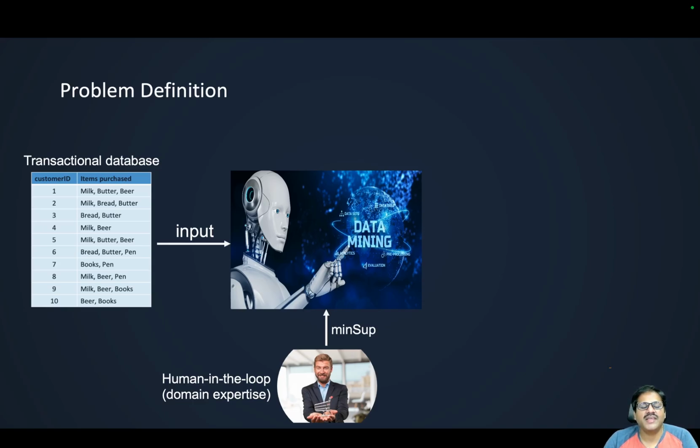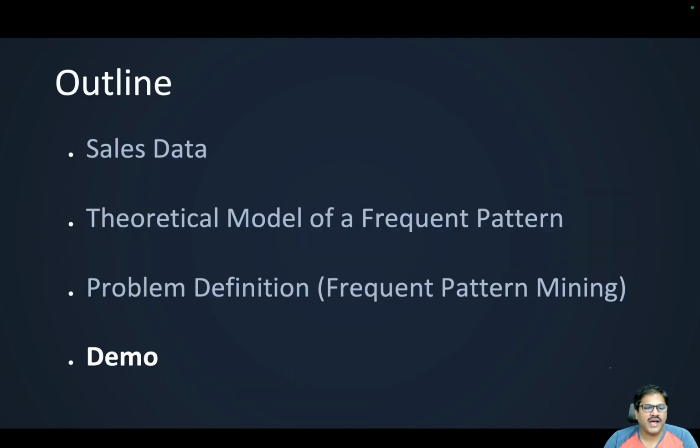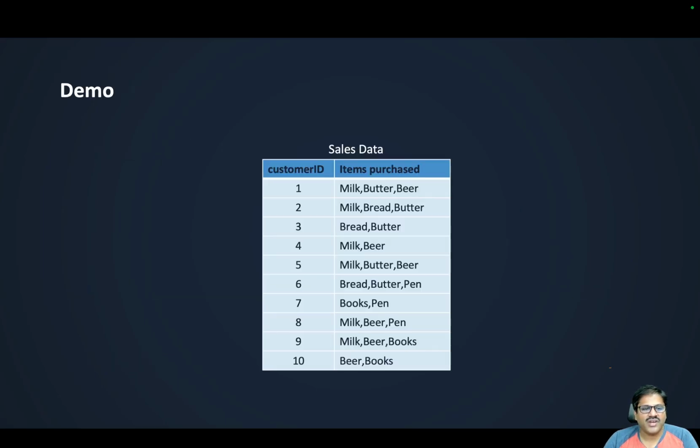Once he specifies the minimum support value, the data mining algorithm runs on the input dataset and extracts all patterns from the data. So how do we extract all these patterns? We will now look at the demo. For demonstration purposes, we are going to use the sales data shown in this table, and we will be using Jupyter Hub for knowledge discovery purposes.